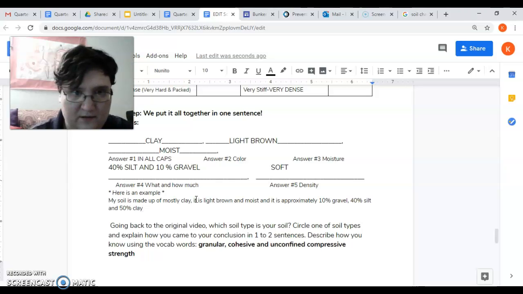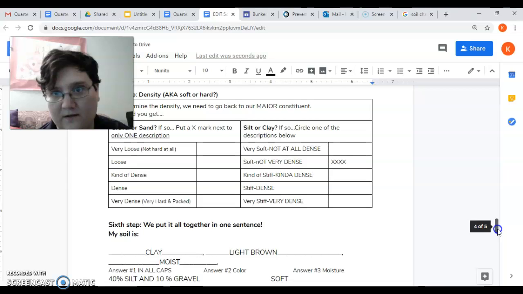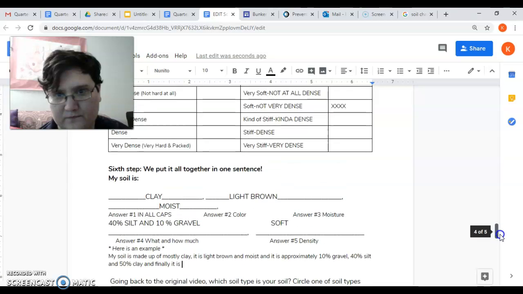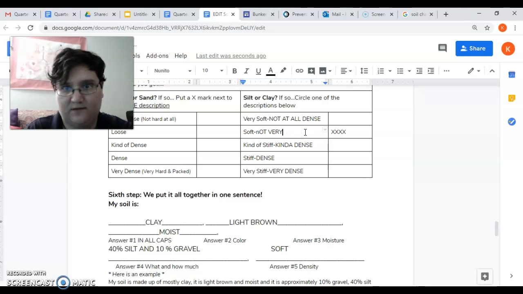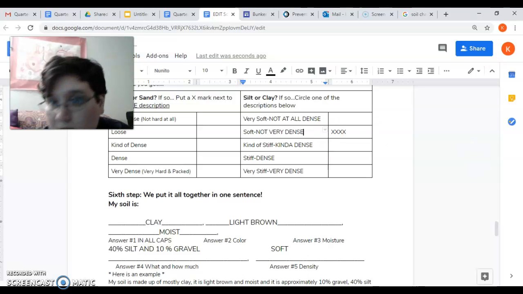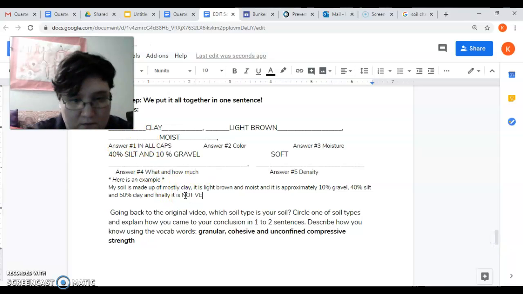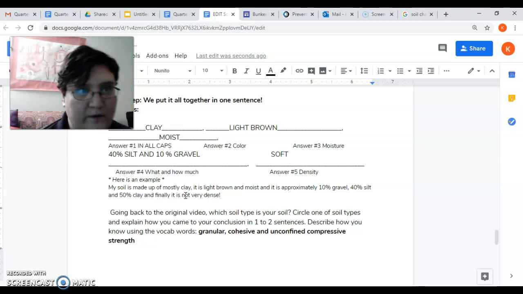And finally, it is, what did I say? I forget. Very dense. No, dense, kind of dense. Not very dense. It's a lot for one sentence, but that's okay. This is our soil analysis.